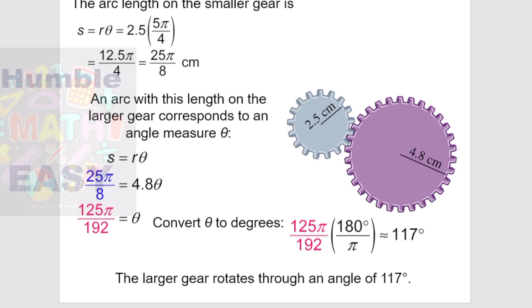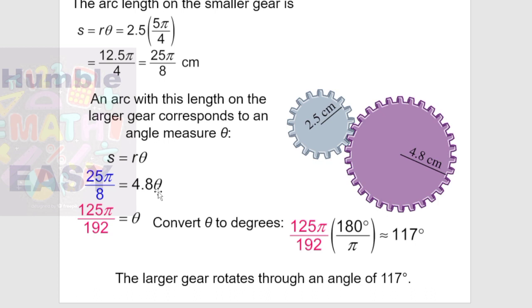Now take note that an arc length with this length on the larger gear corresponds to an angle degree measure. So meaning to say that whatever the arc length given here is the same as the big one for us to be able to rotate it equally. Now the gear one. So the s now for this is 25 pi over 8, then the radius is 4.8, then we now have here theta.